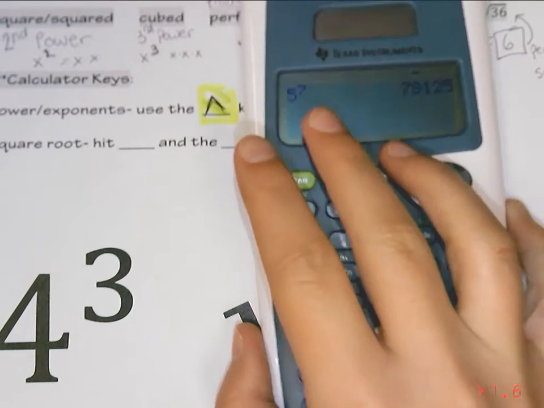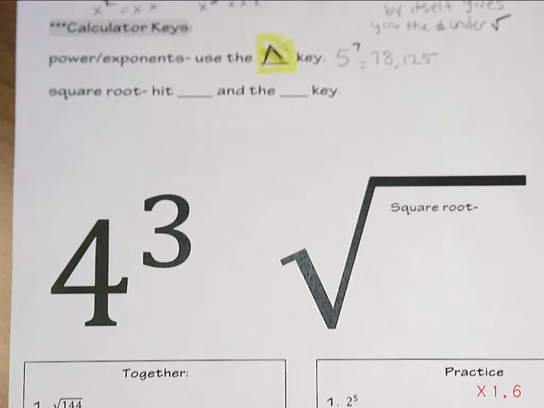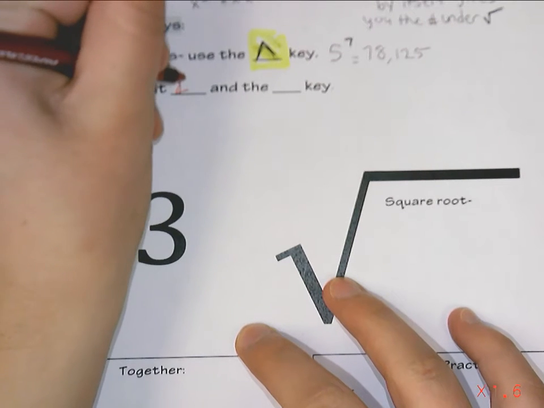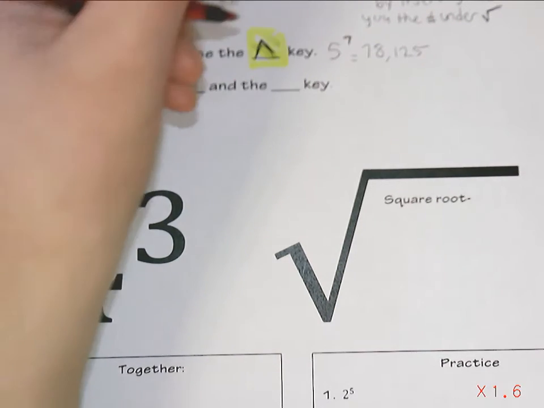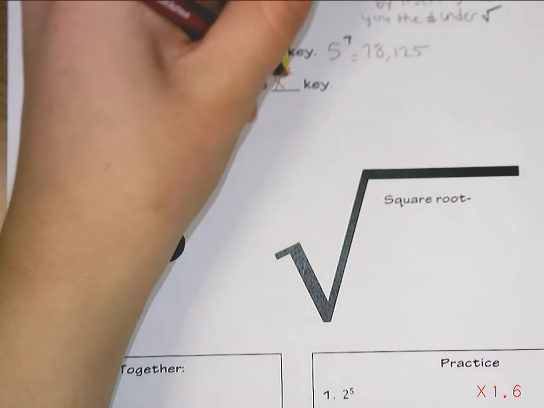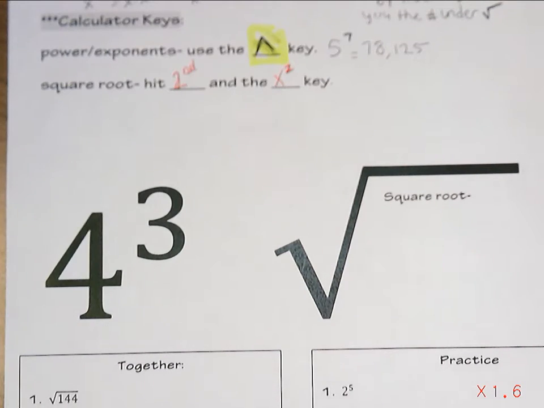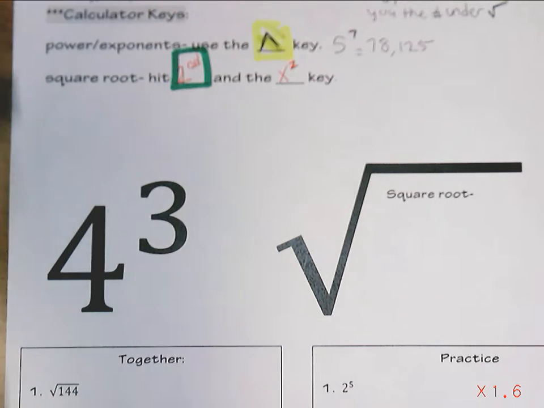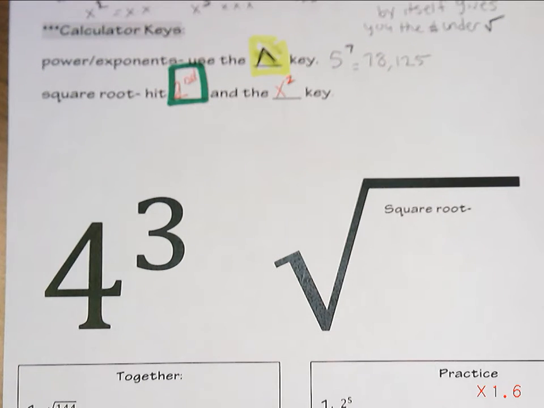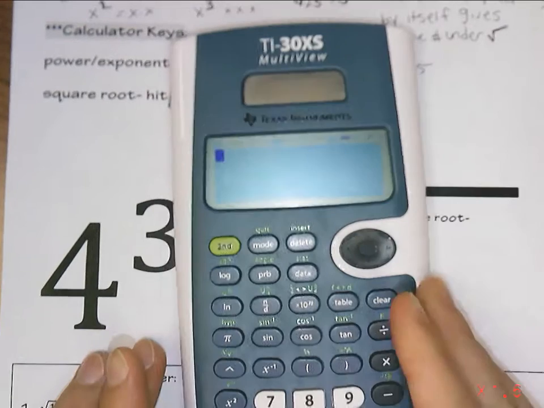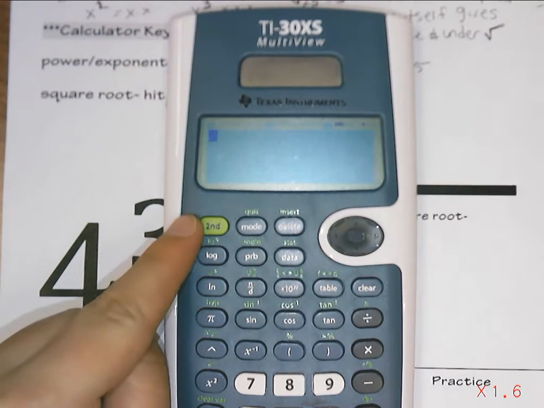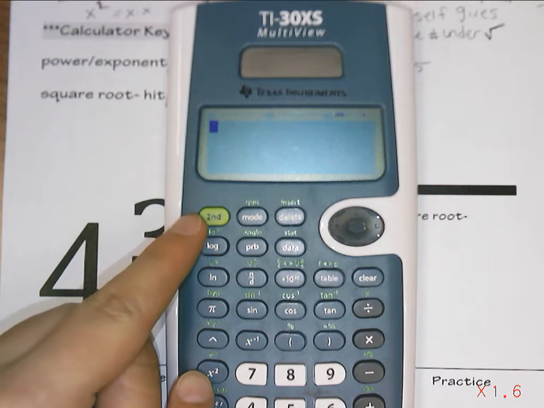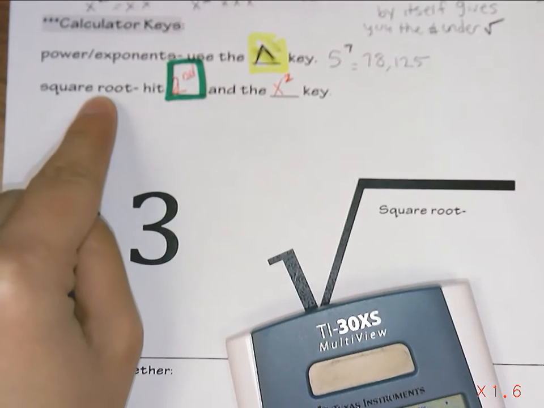Okay, now, if you want to do a square root, you are going to hit the second button, and then you're going to hit the x squared key. And if you remember, the second button is green on our calculator. So you're going to hit this second button right here. And then x squared is right below the caret. That's why on the notes I had it right below.